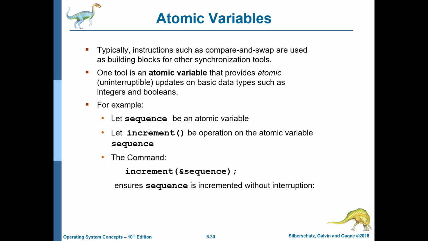Many other instructions are there. For example, one of the software and hardware tools is something called an atomic variable. An atomic variable is something which can be incremented or decremented atomically, which means that either all of it appears to happen or none of it, and that increment or decrement appears to happen instantaneously.